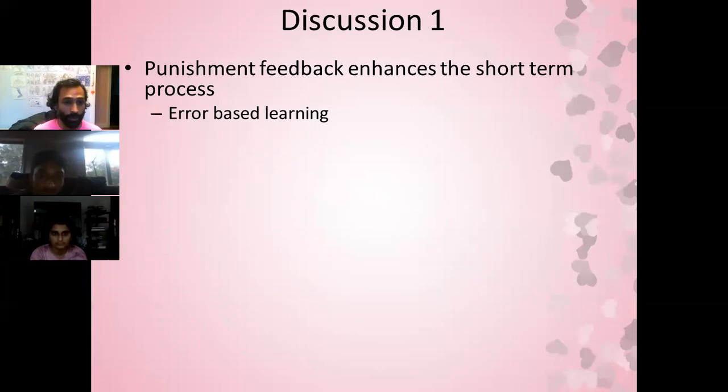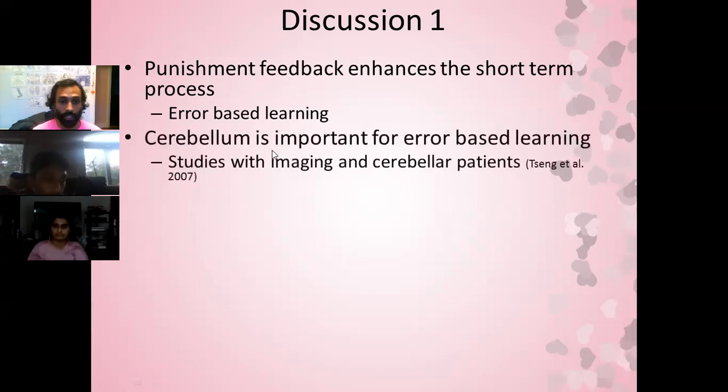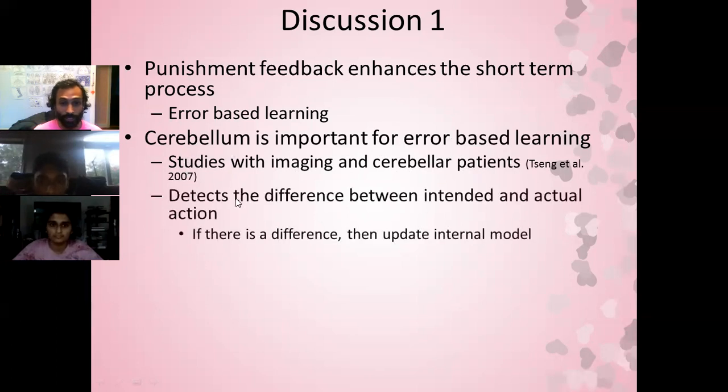I don't really remember what I wrote here, okay? But this makes sense. A lot of the early learning is error-based because you see, oops, I didn't reach right. I need to fix it. And the cerebellum is important for error-based learning. Studies with imaging and cerebellar patients sort of confirm this, and it detects the difference between intended and actual actions. Some people say the cerebellum houses the internal models for motor movements.